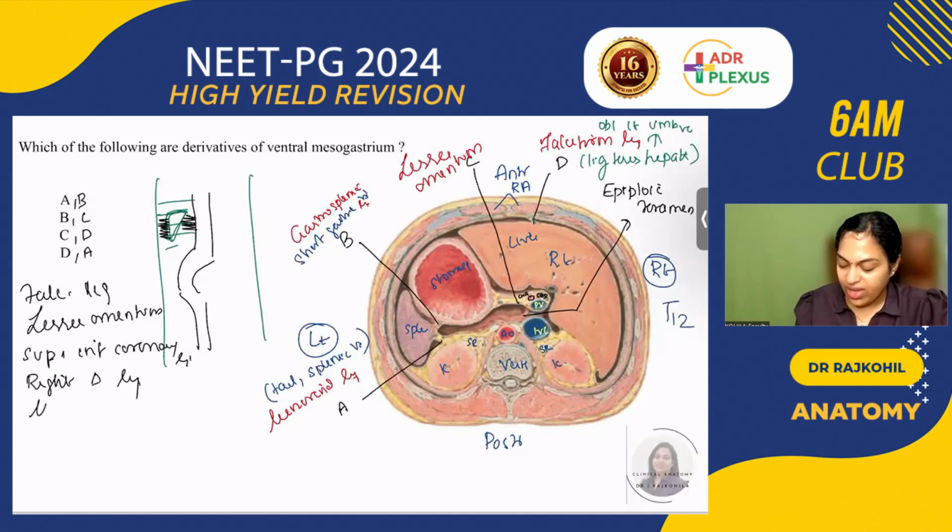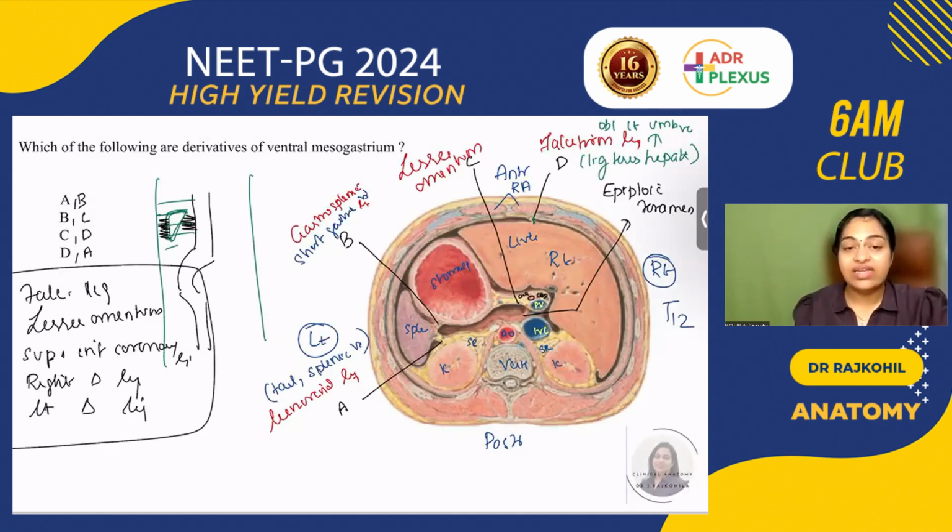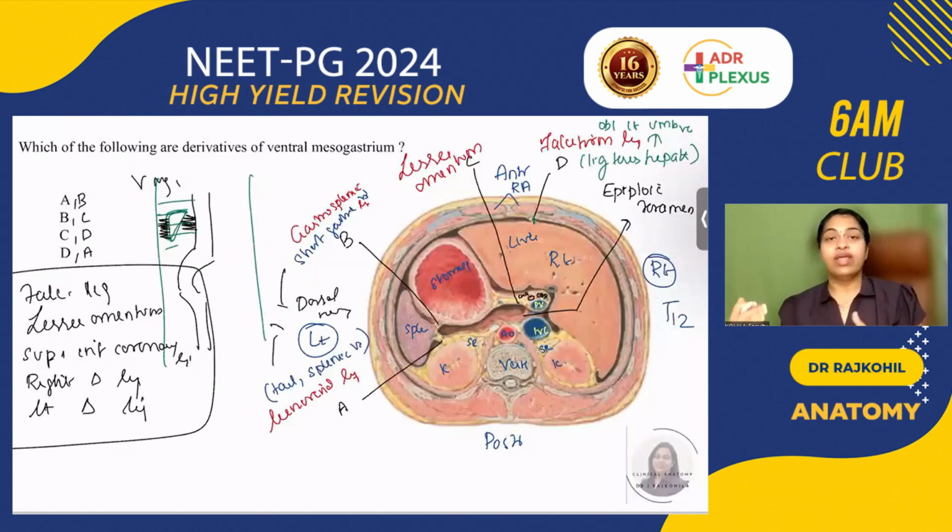Apart from that, the left triangular ligament. So all these are the derivatives of the ventral mesogastrium. What about the gastrosplenic and lienorenal? They are the derivatives of the dorsal mesogastrium. And further down, the mesentery, the mesocolon, all that will be derivatives of the dorsal mesentery as such. Is that fine?